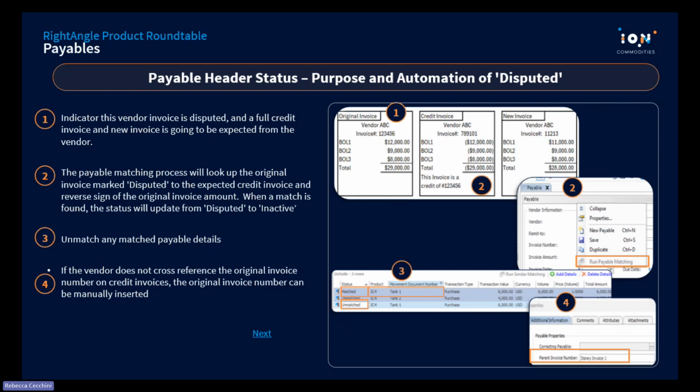So what will happen is once you have your invoice in this disputed status, when the payable matching runs, the system is going to perform a lookup using that original invoice number, and use that with the credit invoice in the reverse sign of that original amount. When a match is found, the status will update from disputed to inactive, and the system will also unmatch any payable details. If the vendor doesn't cross-reference that original invoice number on that credit invoice, you can manually insert it so that next time payable matching runs, it'll pick that up.